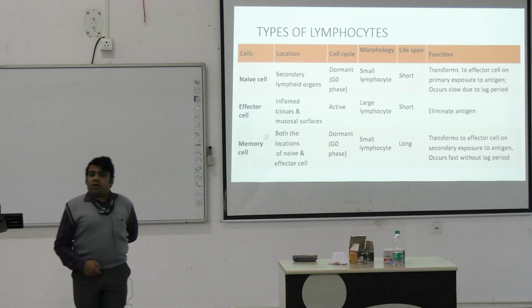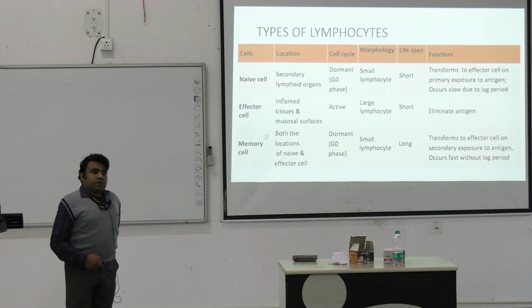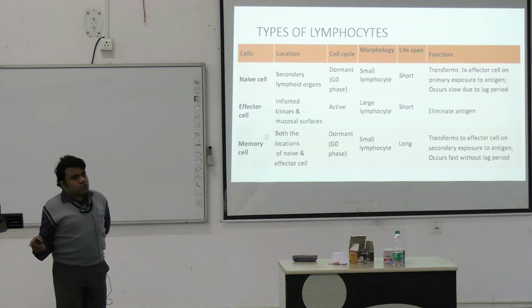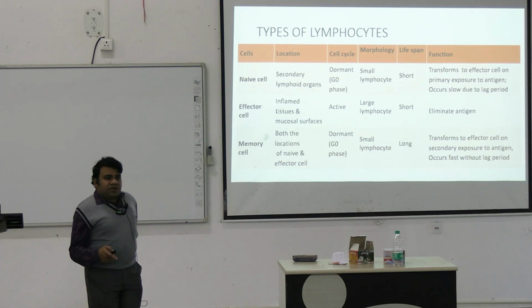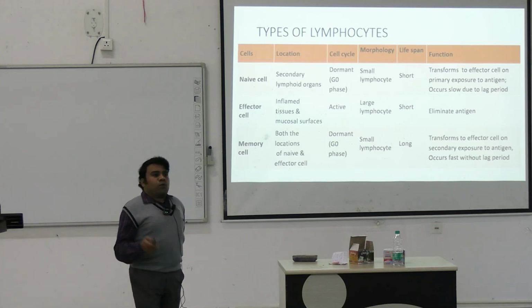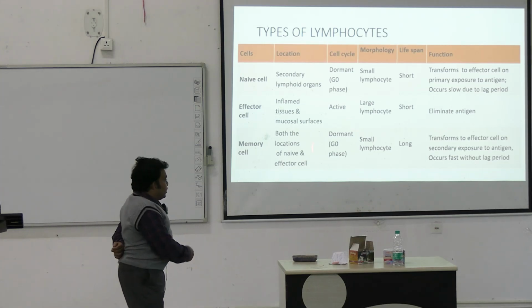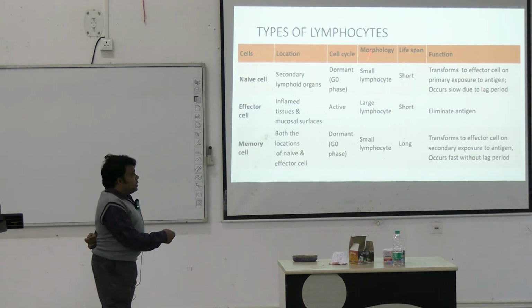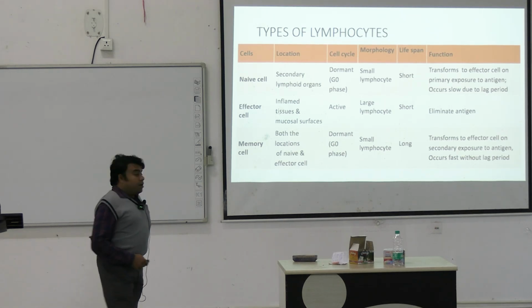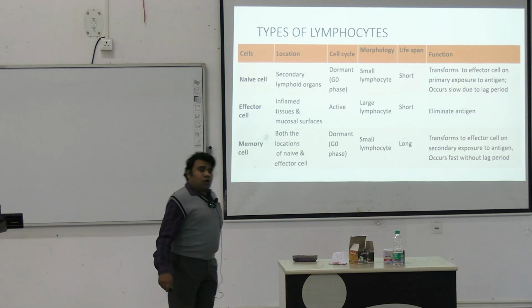Memory cells can be found both in the glands and in the peripheral tissue. Why? Because the next time the infection occurs, it can trigger more rapidly. It also lies in the G0 phase and the shape is small like that of the naive cell, but their lifespan is very long.